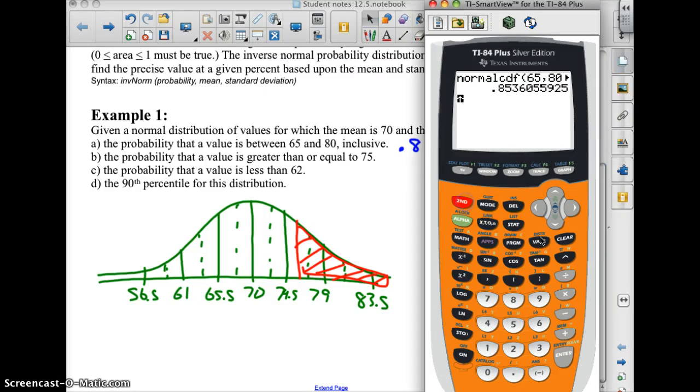So I go to second vars, which is the distributions, and then I'm going to go to normal CDF. Now this time my lower bound is 75, that's my low score, and this is going up to infinity. Well, I'm just going to put in 99999, just a big number like that. It doesn't matter exactly what number you use, just make it a large number. And then you end every time with the mean and then the standard deviation.